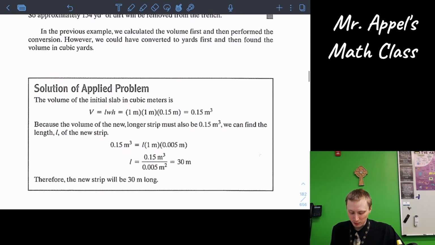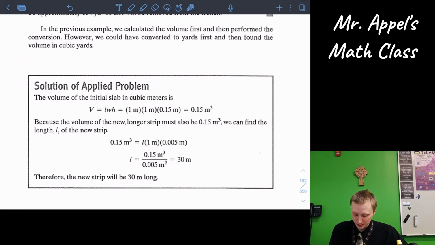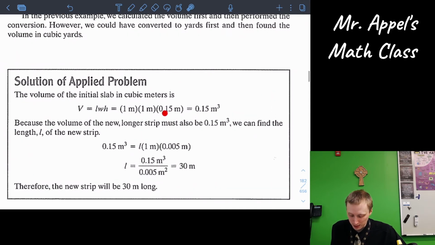All right, so how about that slab of steel from the start of the section? The volume of the initial slab in cubic meters would have to be, it's a rectangular prism, so length times width times height, or 1 meter times 1 meter times 15 centimeters. With metric that's much easier to convert to 0.15 meters for a total of 0.15 cubic meters.